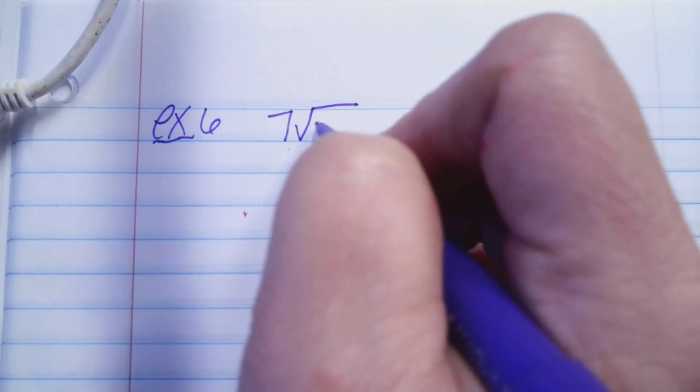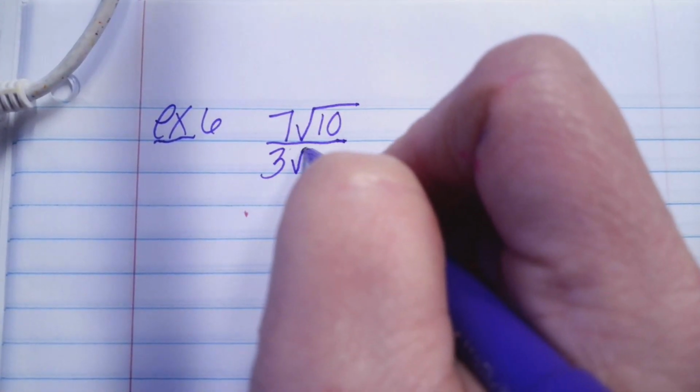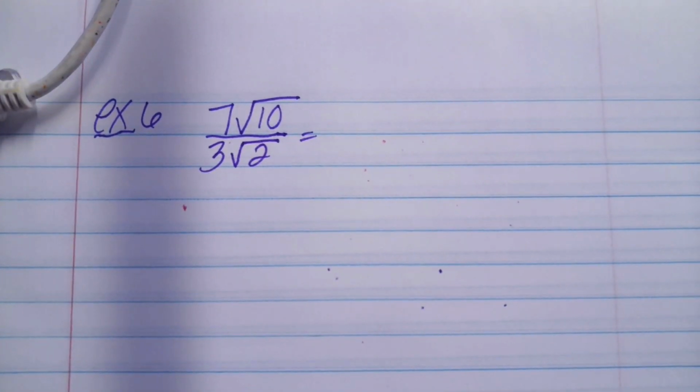I'll tell you what. Instead of me explaining this one, I'm just going to let you try it. I'm just going to let you get your hands dirty and see what you come up with. I want to see. Let's see who can do this. Do it. Try it. 7 radical 10 divided by 3 radical 2. Use what you know and just try it.